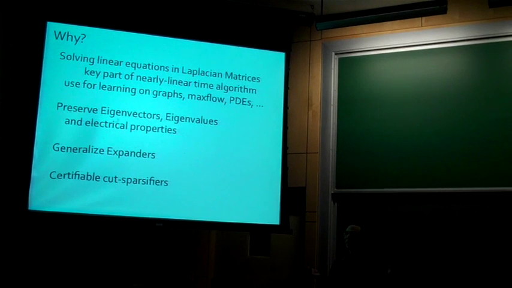Often people have massive graphs, and they want to approximate them by something that's easier to store and faster to compute with. And well, this is a fairly good approximation. It preserves eigenvectors and eigenvalues and electrical properties. Another reason we wanted to do it is, of course, to generalize expanders. Expanders have been so useful, we thought these may be useful as well. And finally, this last motivation won't make sense. I'll explain it to you in a moment.